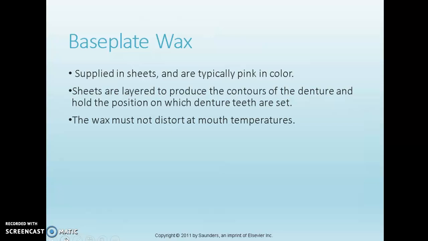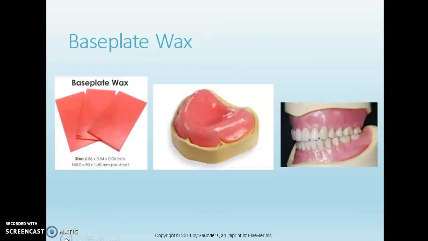The wax must not distort at mouth temperatures so that the wax doesn't move and shift when it's being tried into the patient's mouth. So here we have the base plate wax in its sheets. Here we have it melted and softened and adapted to the edentulous cast. And you can see this pink wax that's been built up and is now holding the teeth and the pattern for this new denture that's being constructed.